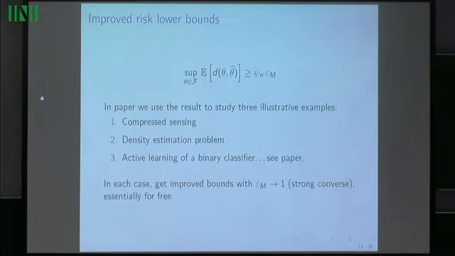In this paper we use this converse result to study three illustrative examples. The first two I already mentioned, compressed sensing and density estimation, and I'll talk a little bit more about them in the rest of this talk. We also apply it to a third problem, which is the active learning of a binary classifier. I won't talk much about this, you can see the paper, but I'll mention what the problem is, because it's different from these two in the sense that the learning process is active.